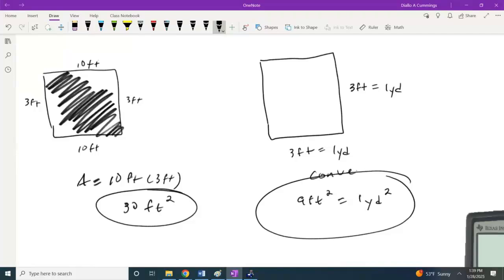So this is actually the conversion you're going to use. 9 square feet is equal to 1 square yard, based on this little diagram, right? Because 3 feet is equal to 1 yard. And if you're dealing with a square, 3 feet times 3 feet is 9 square feet. 1 yard times 1 yard is 1 square yard. So this is the conversion I'm going to use for my unit fraction.